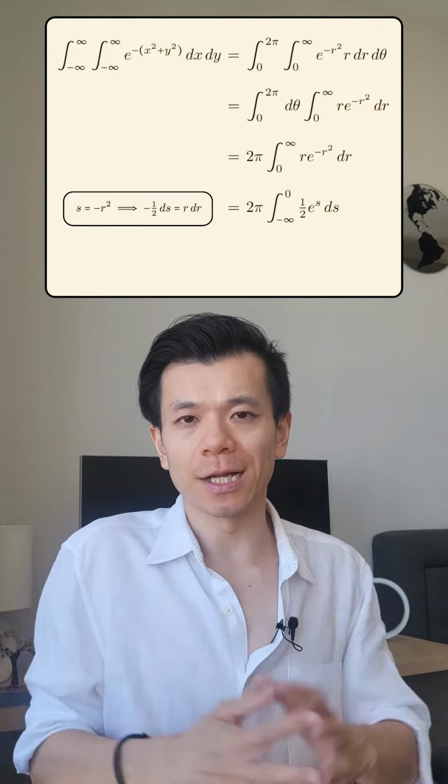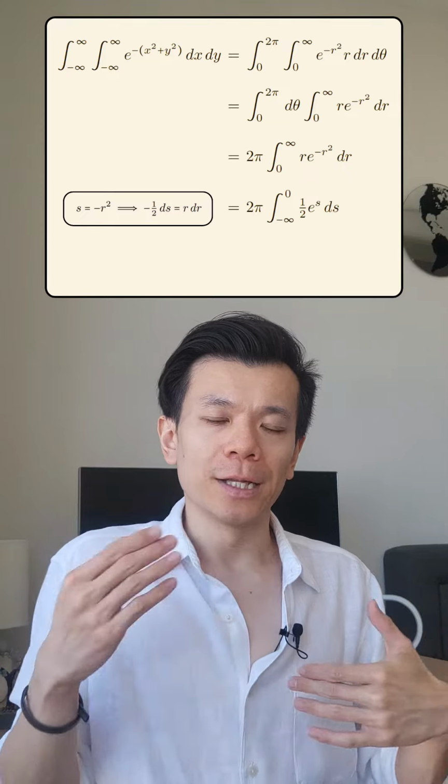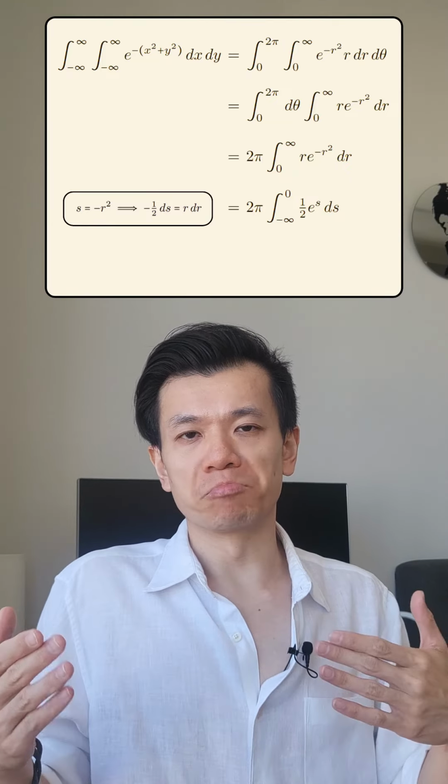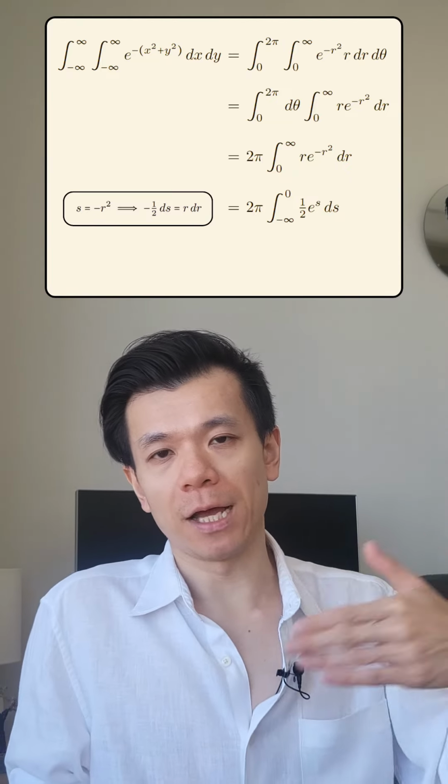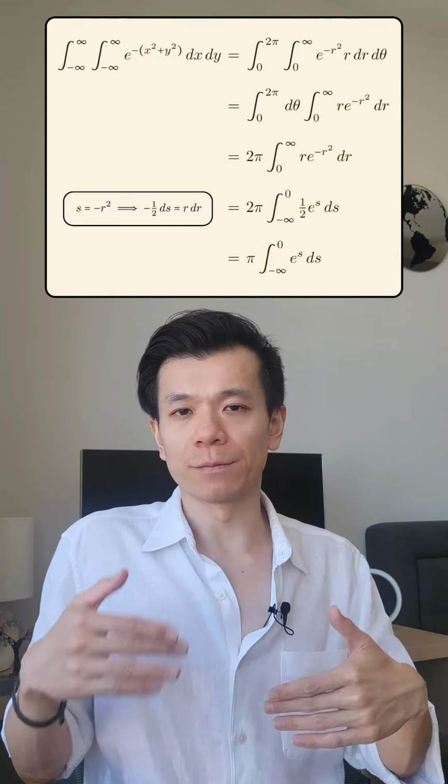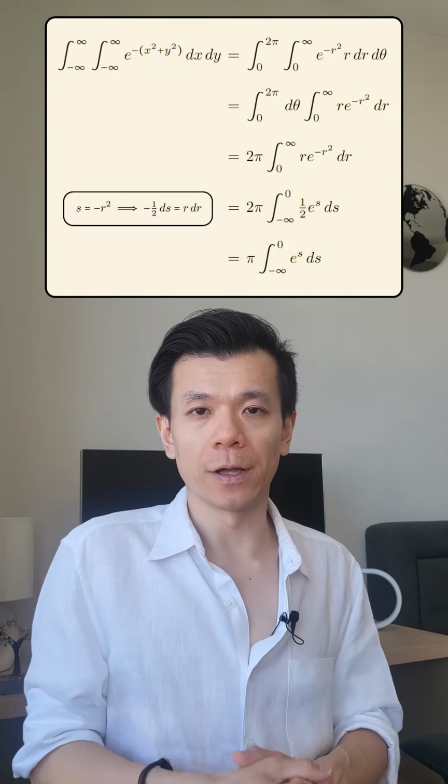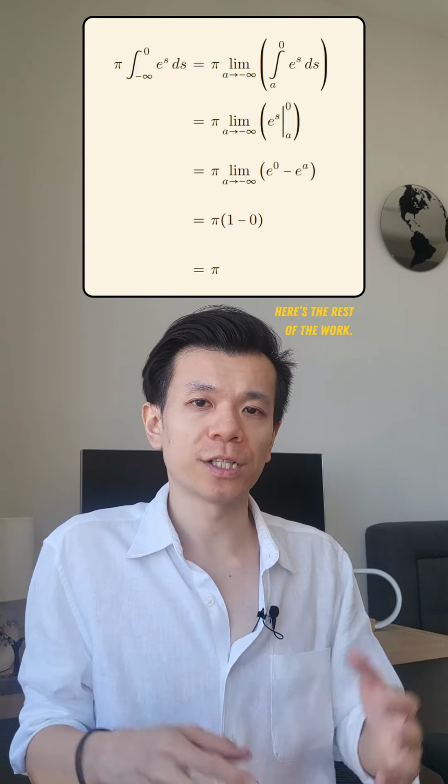We essentially just set s equal to negative r squared. And then in terms of s, we have the integral from negative infinity to 0 of 1/2 e to the s ds. And the 1/2 and 2 will cancel out, and then the integral from negative infinity to 0 of e to the s will evaluate to 1. And thus we just have pi remaining.